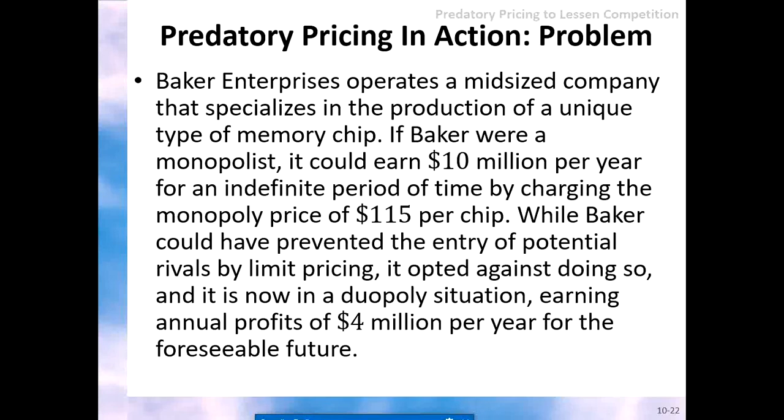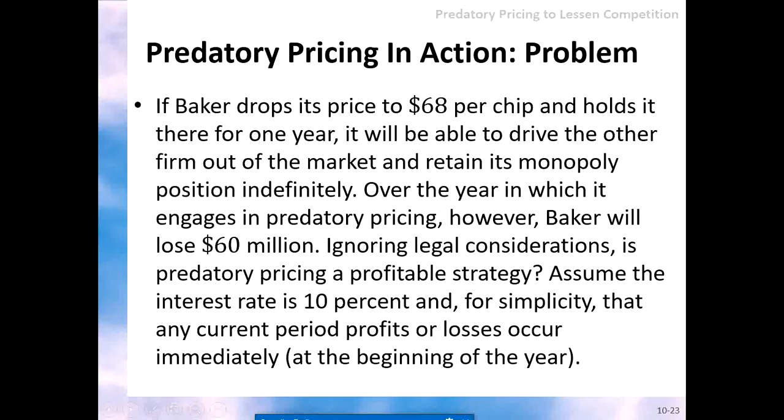Again, Baker Enterprises operates a mid-sized company that specializes in the production of a unique type of memory chip. If Baker were a monopolist, it could earn $10 million per year for an indefinite period of time by charging the monopoly price of $115 per chip. While Baker could have prevented the entry of a potential rival by limit pricing, it opted against doing so, and it is now in a duopoly situation, earning an annual profit of $4 million per year. So if Baker dropped its price to $68 per chip and held it there for 1 year, it would be able to drive the other firm out of the market and retain its monopoly position indefinitely. Over the year in which it engages in predatory pricing, however, Baker will lose $60 million.